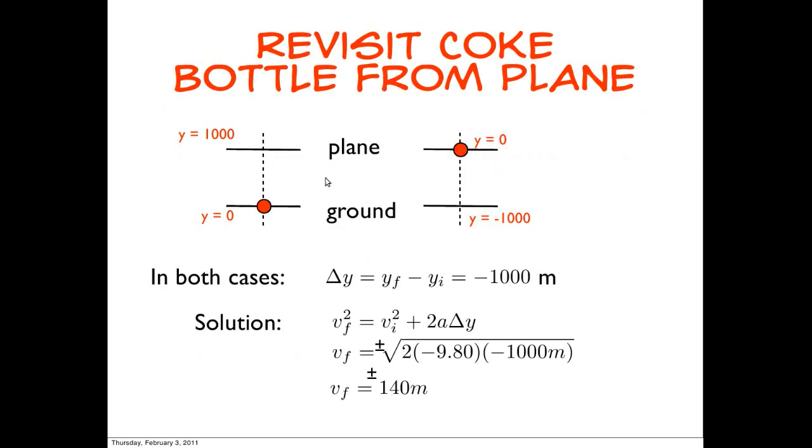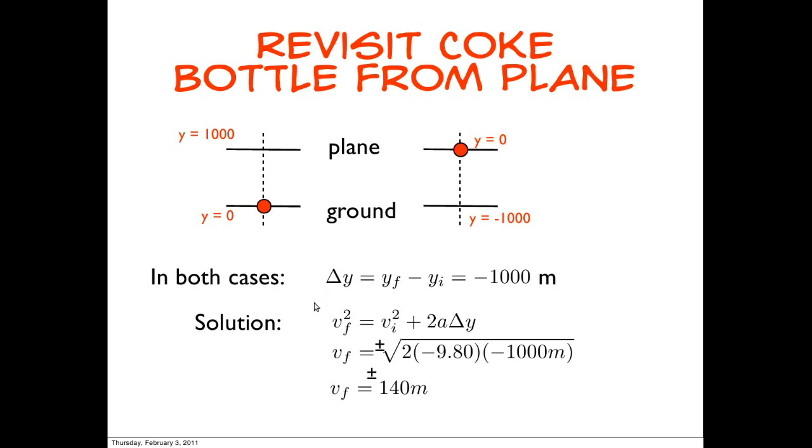I'd like to revisit the Coke bottle problem from the last class. If we recall, we had a situation where a plane was flying overhead and dropped a Coke bottle which hit a man in the head who was standing on the ground. For this problem, it doesn't matter if you pick your origin, your y equals 0 point, to be the ground or be the plane. In both cases, delta y is equal to minus 1,000 meters.